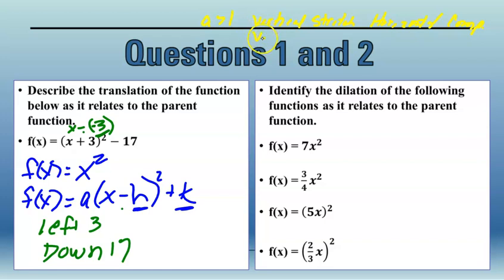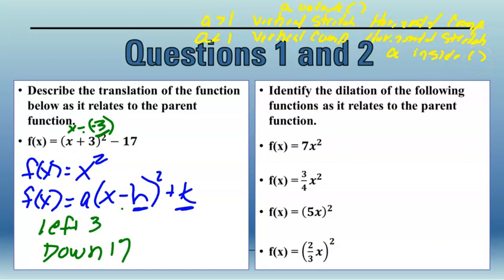Then we're also going to have vertical compression, and we have a horizontal stretch. And for both of those, our a, or our dilation, is going to be less than 1. Now for it to be vertical, the a has to be outside the parentheses, and for horizontal, the a has to be inside the parentheses.